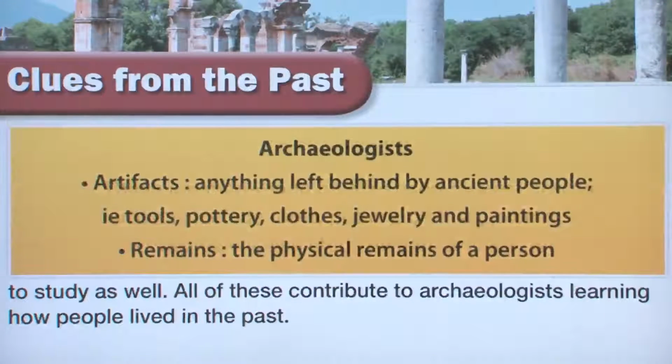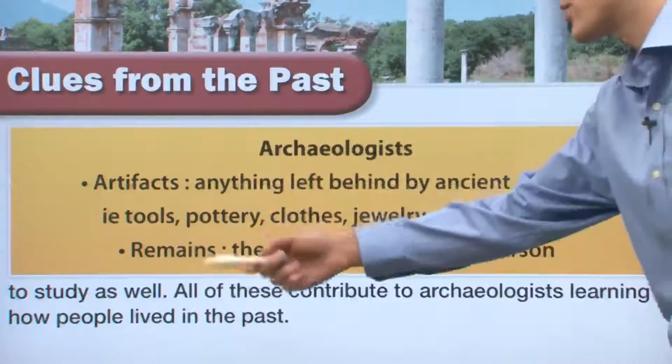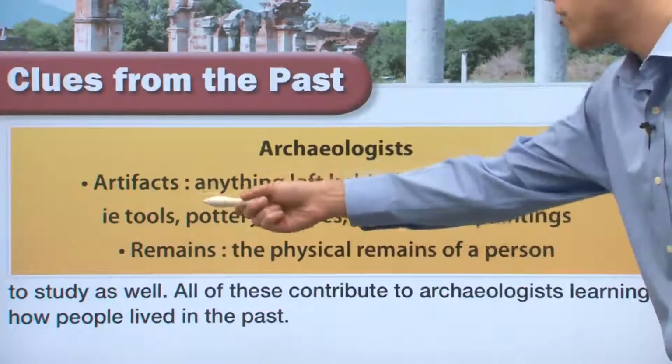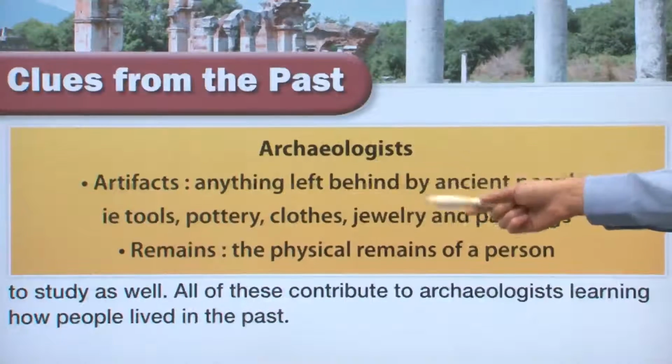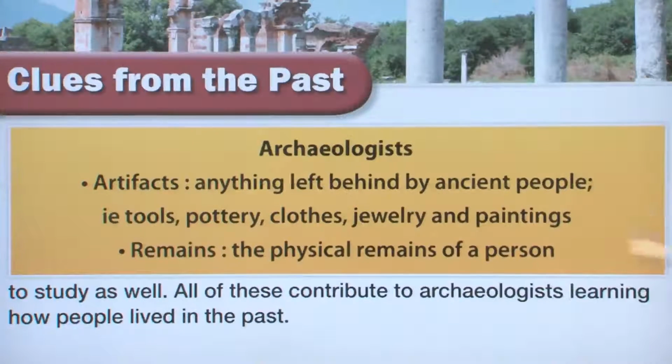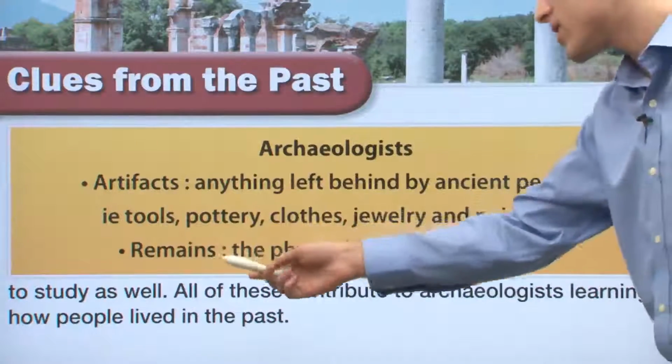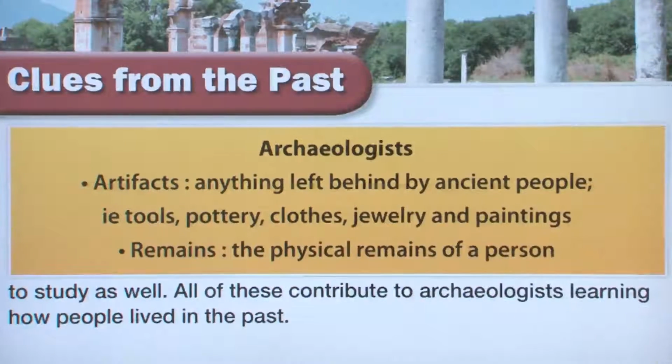So quickly, just to summarize about archaeologists here, they mainly focus on artifacts and remains as well as buildings and ruins. Artifacts is anything that is left behind by ancient people, such as tools, pottery, clothing, et cetera. Remains are the physical remains of a person, the bones, the hair, things such as that.